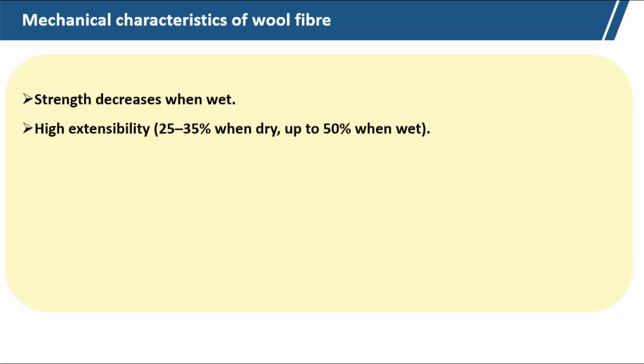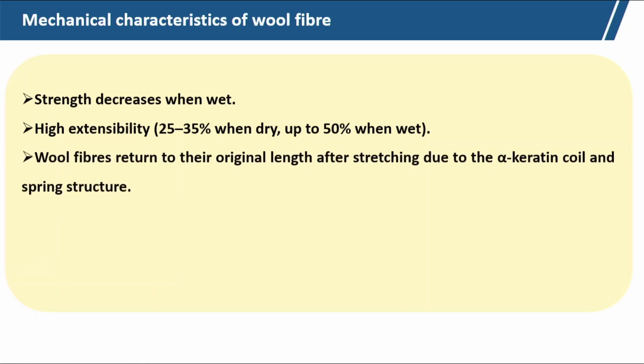Now the mechanical characteristics: strength decreases when it is wet, while in cotton it is just the reverse. It has high extensibility, 25 to 35% when dry, and even in wet condition extensibility is much higher, around 50%. Wool fibers return to their original length after stretching due to alpha keratin. So, that is the unique nature of wool fiber.